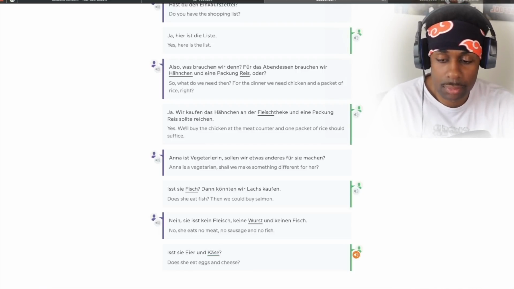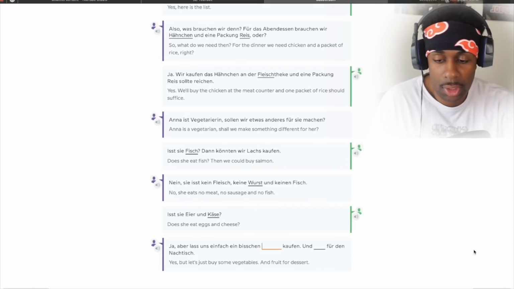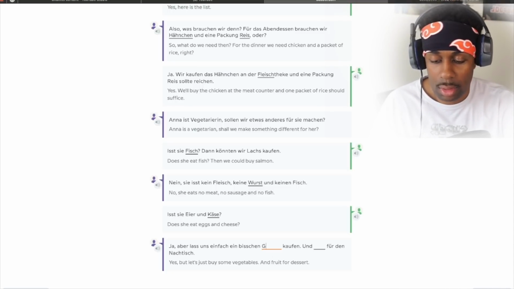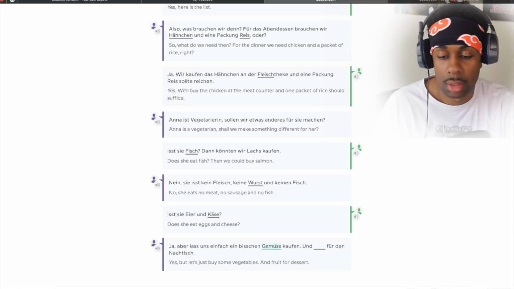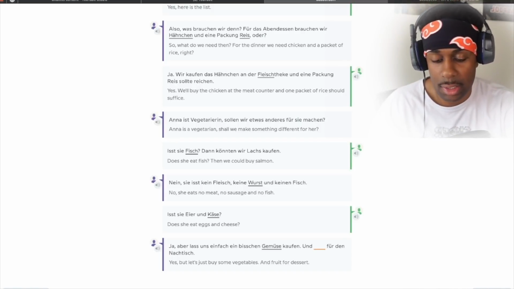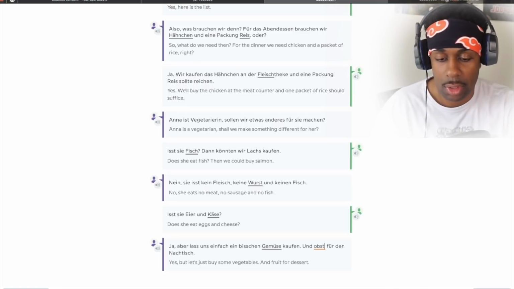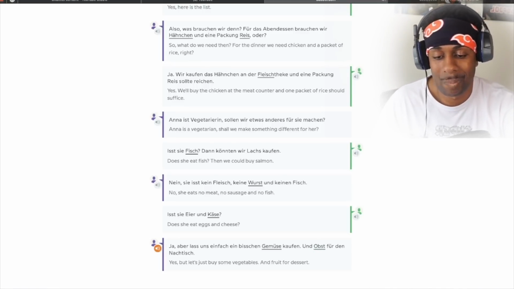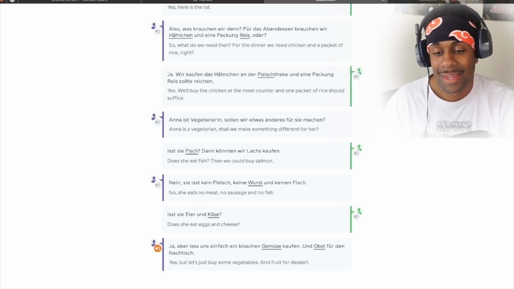Ist sie Eier und Käse? Ja, aber lass uns einfach ein bisschen Gemüse kaufen. Und Obst für den Nachtisch. So, that's true. You can use fruit for dessert.